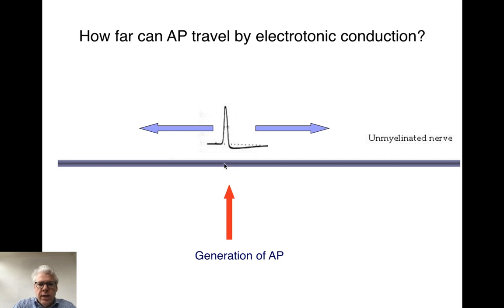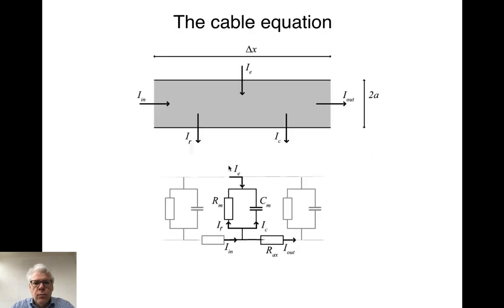Assume that we have a local generation of an action potential, and otherwise the axon is completely passive. So there are no other voltage-gated channels available in the axon. Then how far can it travel by passive conduction, which is also known as electrotonic conduction? And this is relevant, as we will see shortly. Now, to better understand that, we need to discuss the cable equation, which is an equation that describes this passive conduction of the action potential.